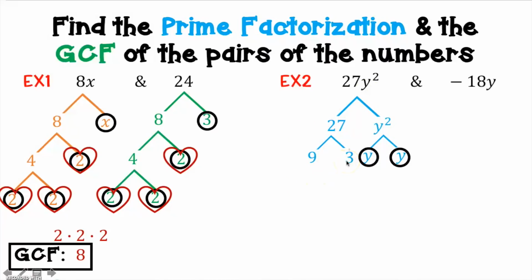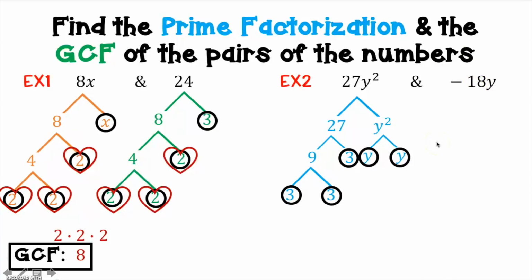3 is a prime number here, so we're going to go ahead and circle that off. 9, however, is not. 9 is composite. So we're going to split 9 up, and 3 times 3 gets you 9. Both of the 3's are prime numbers. Circle them up. All of your branches are closed, so we're going to go ahead and go to the next one.